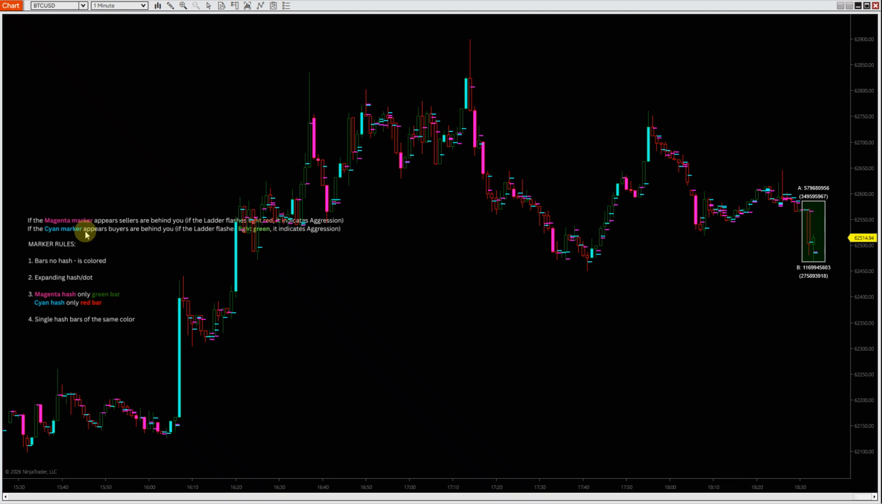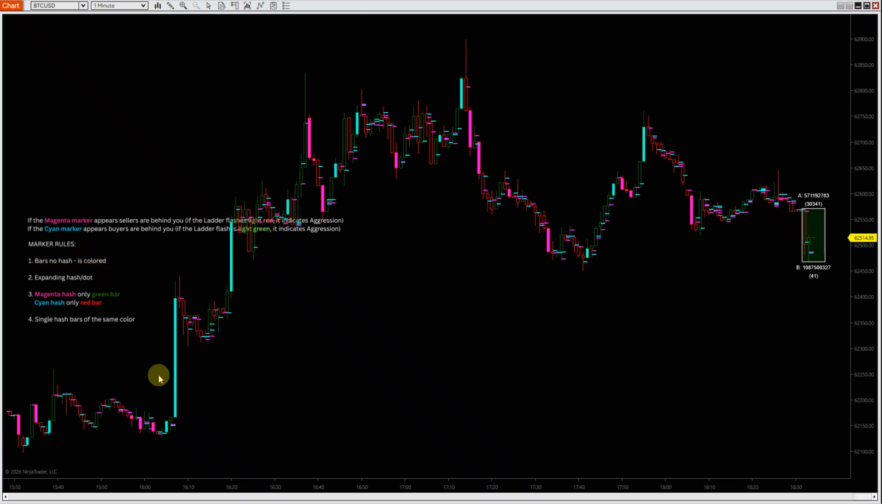Here's the rules for it. Bars, no hash. That's important. That's the bars with the color. And as you can tell, the bar behind it is really significant.